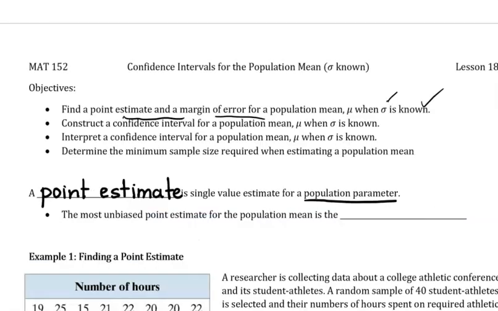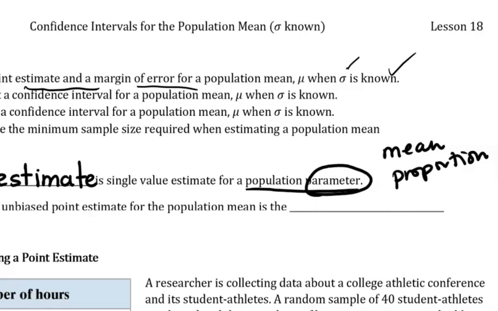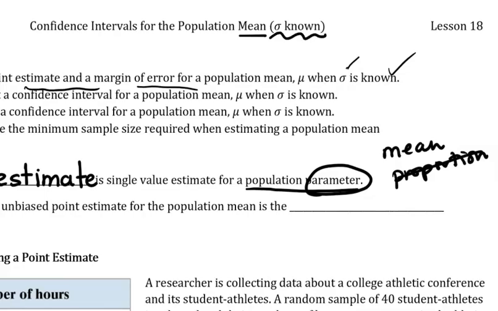Now, in the introduction video, I talked about how the different parameters that we will do throughout the next few lessons is we're going to do the mean and we're going to do the proportion or the percentage. In this lesson, we will not be looking at proportions. We're just going to be looking at the mean, specifically the mean when we know the population standard deviation.